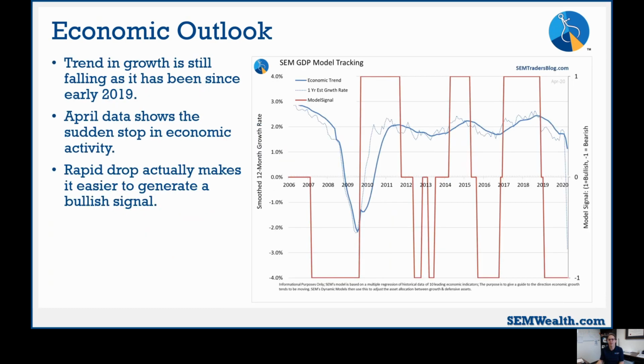Jumping ahead to the next slide, this is a look at our economic model, and I think it paints a more clear picture, because we really have 3 states.